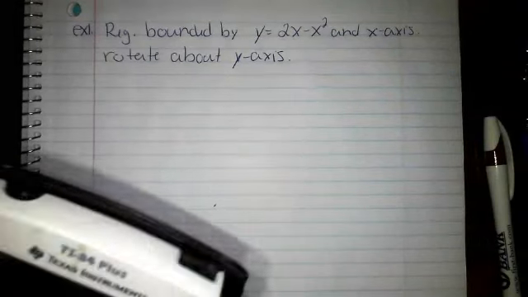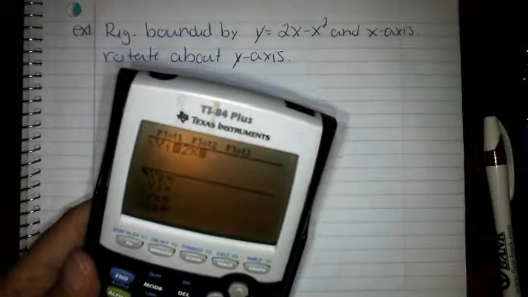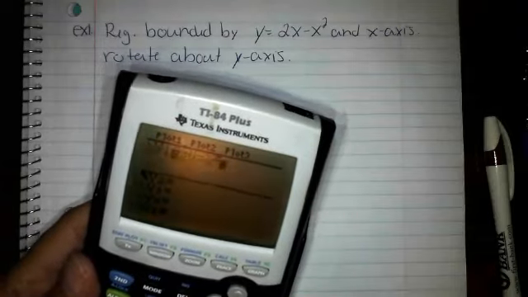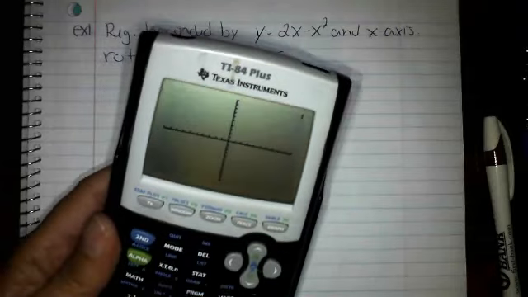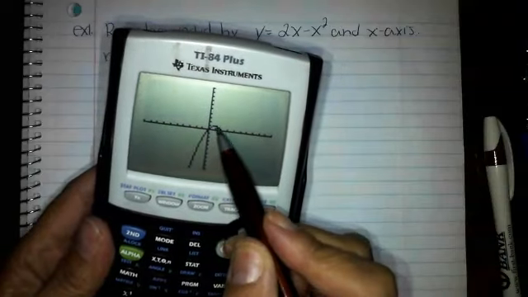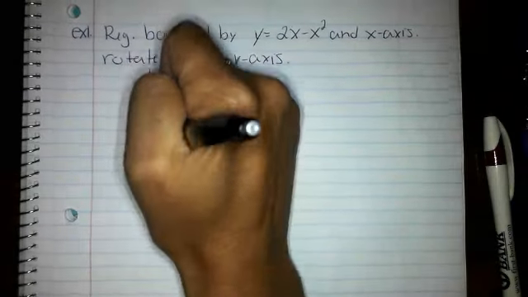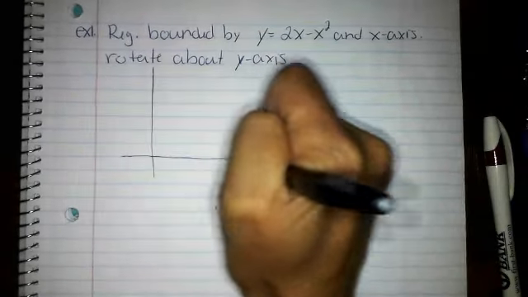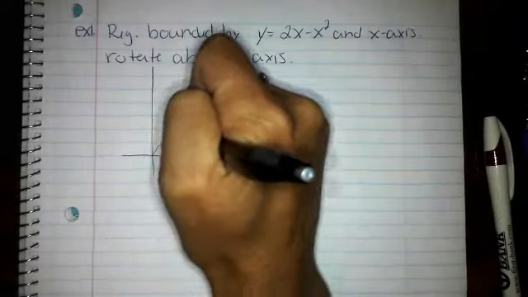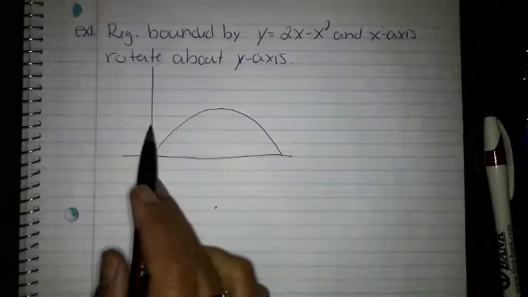So 2x minus x squared. Okay, just a little parabola, and we're looking between that and the x-axis. It's the only region that's enclosed or bounded in or fenced in. So I'm going to exaggerate the size of this. Okay, and I want to go around the y-axis.